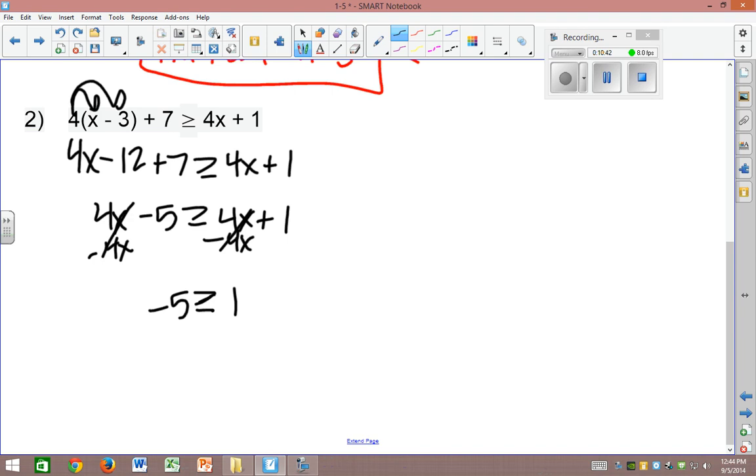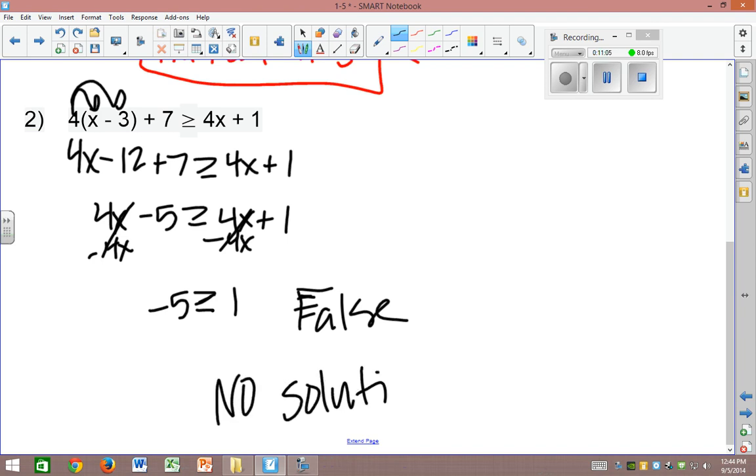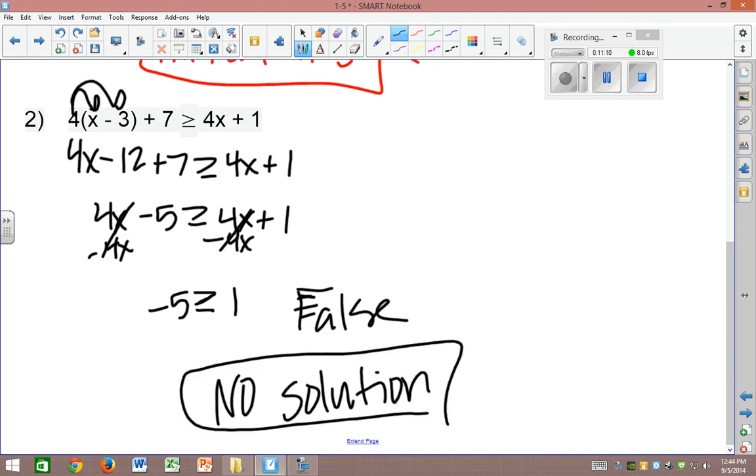You could have done the numbers too, like to get a 0 on one side. Oh, yeah, it wouldn't matter. Negative 5 is definitely not bigger than 1. So that is false. False. And that means there are no numbers for x that will work, ever. No solution. Is there a funny sign for that? There's a cool symbol for that one, too. It is.